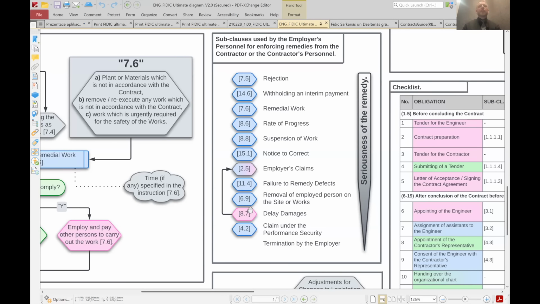Again, kind of a harsh remedy: removal of employed persons from the site of the work. The engineer has the power to remove a person from a site if the person is not acting well on the site. For example, he's doing something against the contract, or he's somehow doing something wrong on the construction project. The engineer has the power to remove a person from the construction project. Again, you can expect arguments to happen.